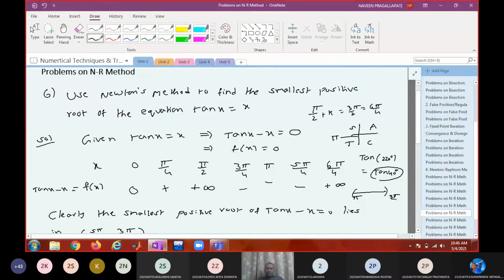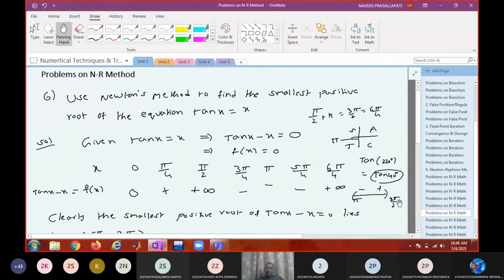In between pi and 3 pi by 2, the values are going from negative to positive, and there is no discontinuity. Discontinuity is at 3 pi by 2 only, not before it. Before this, the discontinuity was at pi by 2, not at pi. So the function is continuous for any subinterval in between pi and 3 pi by 2, and the values are changing from negative to positive, which means definitely it will have a root.